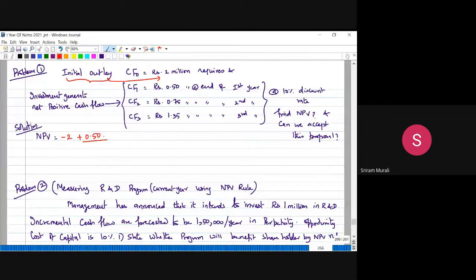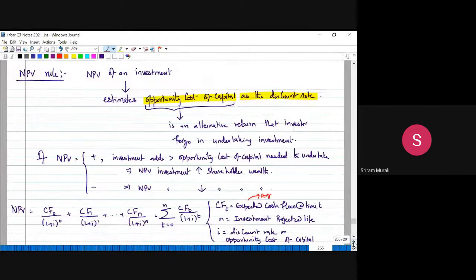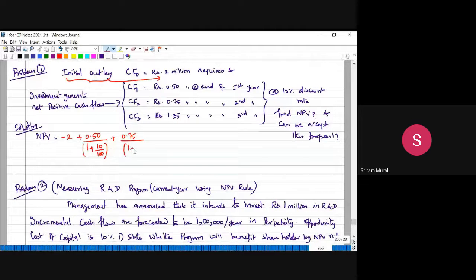First year, it is 0.5 million. What is the discount rate? The second year, what is the investment, because the formula for NPV is this. 0.75 divided by 1 plus 10 by 100 the whole square. The third year, it is 1.35 divided by 1 plus 10 by 100 the whole cube. That is equal to 0.088655. Since net present value is positive, accept the proposal.